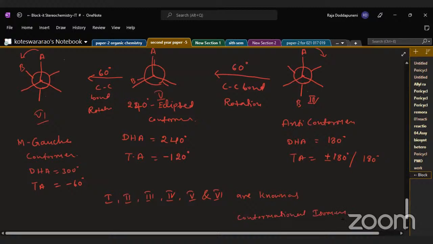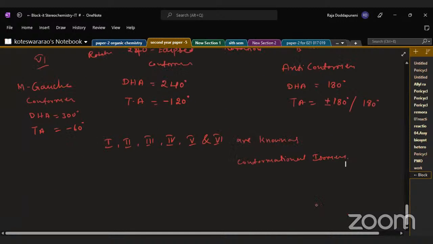And also, there are dynamic stereoisomers.